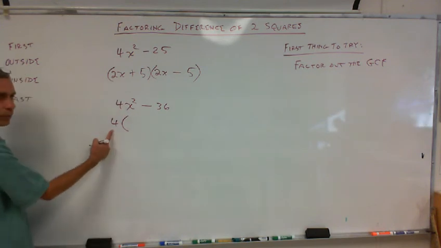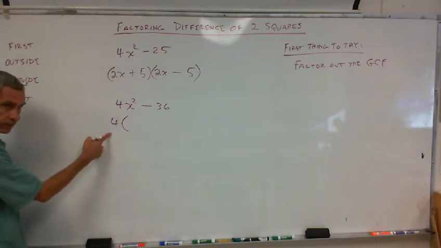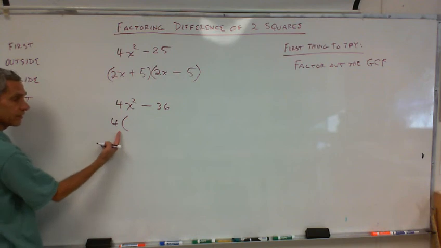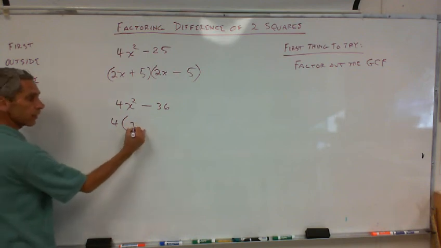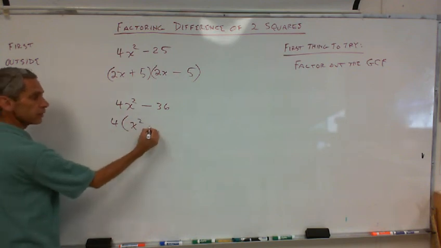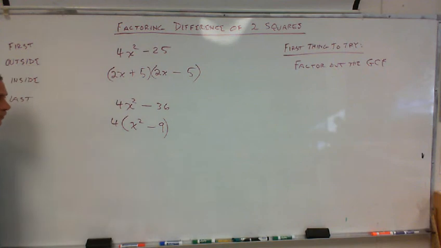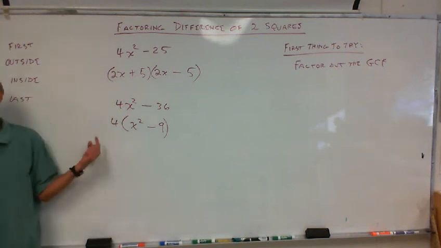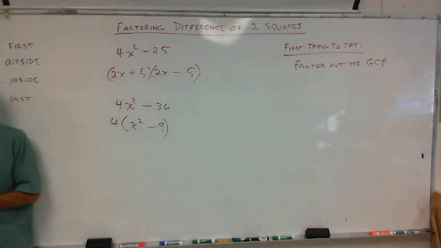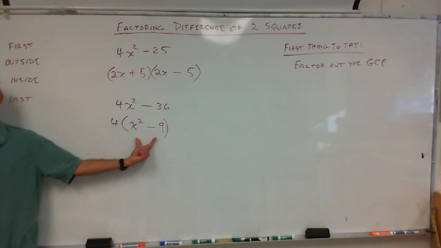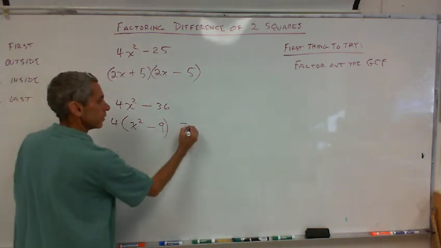When I factor it out, the 4 stays, but it's on the outside of the parenthesis. Now I have x squared what? Minus, plus 4 times what? 9. Yes, 4 times 9 is 36. All right, am I done? No. Can you factor what's inside here? Yes. So what would you get?